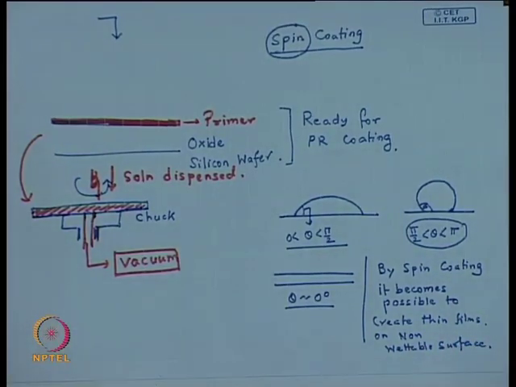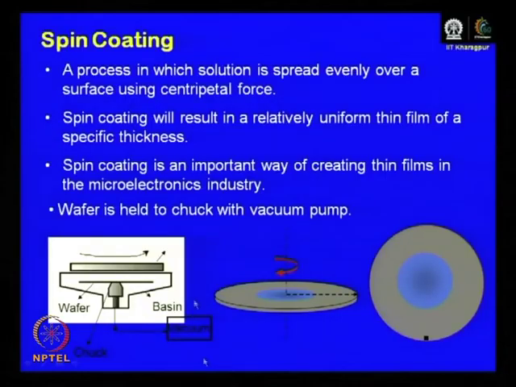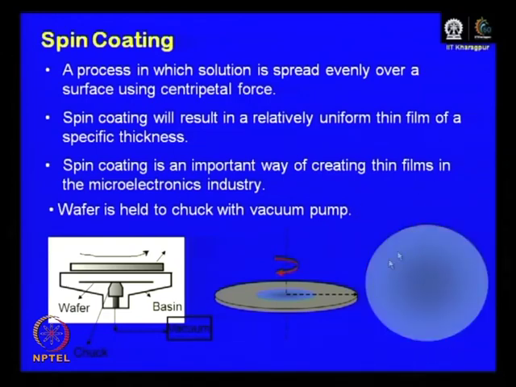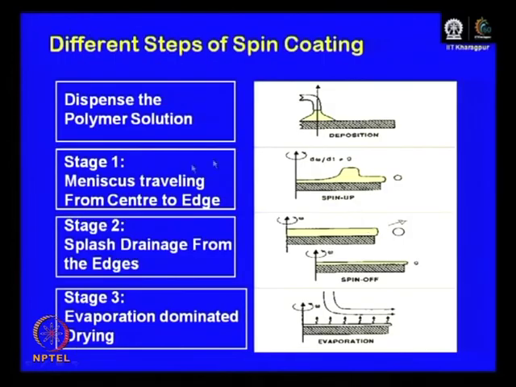Okay. So, here we get back. You see that you dispense the drop and you start the rotation. So, the entire drop spreads covering the whole wafer. But there is something more that happens. So, these are the different steps or different regimes of spin coating.